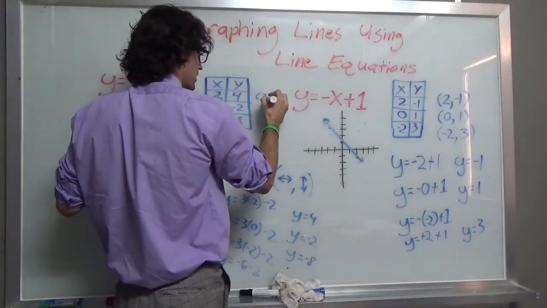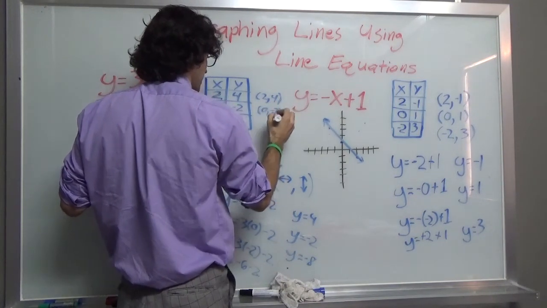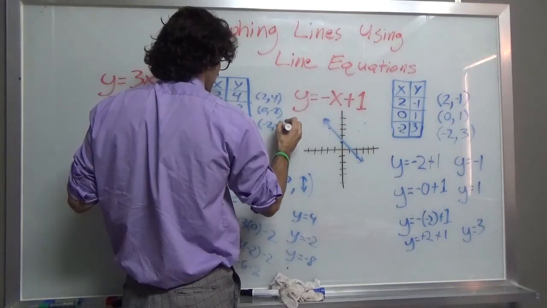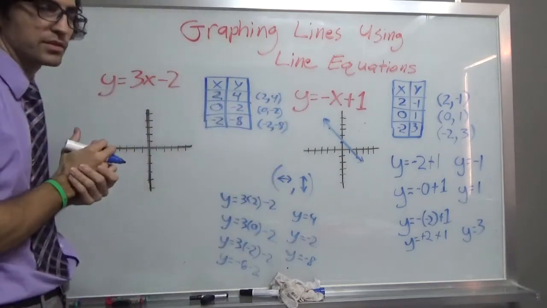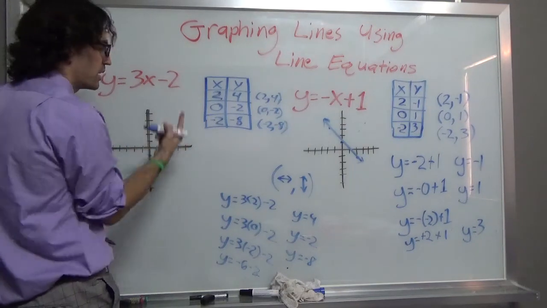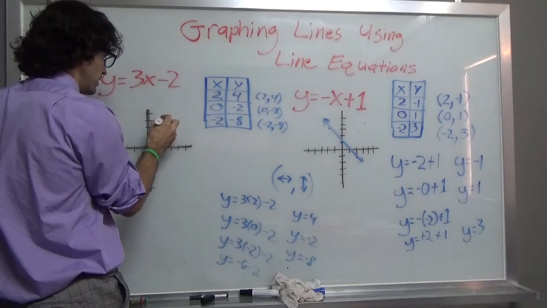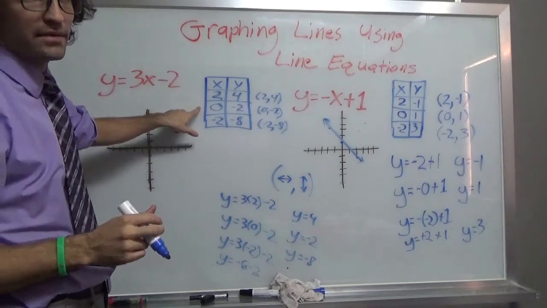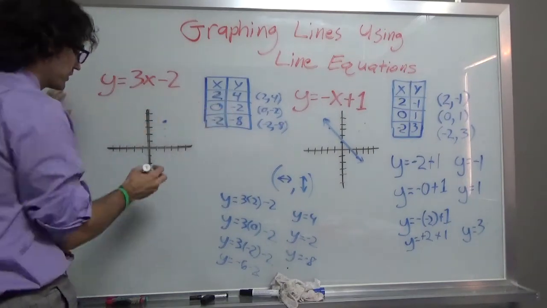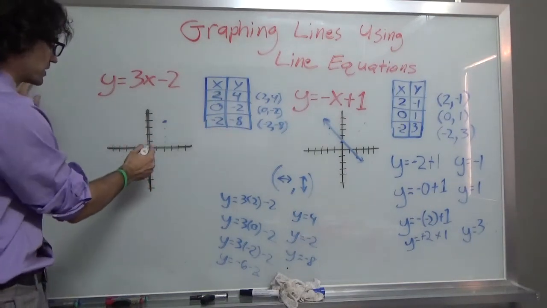We have (2, 4), (0, -2), and (-2, -8). Okay, let's plot these 3 points. We have 2, so we go to the right 2, up 4, 1, 2, 3, 4. (0, -2) means I don't go to the left or right at all, but I go down 2 for our -2 right here. And then (-2, -8) means we go to the left 2.